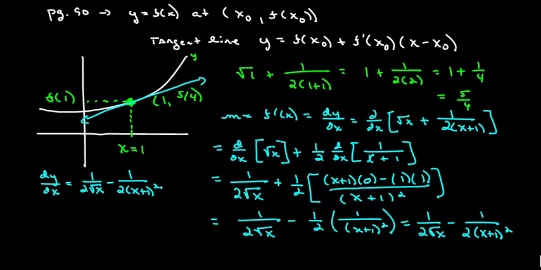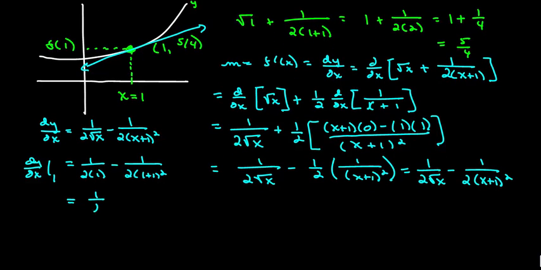Okay, so I got that guy right there. And then what I'm going to do is evaluate it at 1, because that'll tell me the slope of this line. So dy/dx at 1 is equal to 1 over 2 times 1 minus 1 over 2 times (1 plus 1) squared.